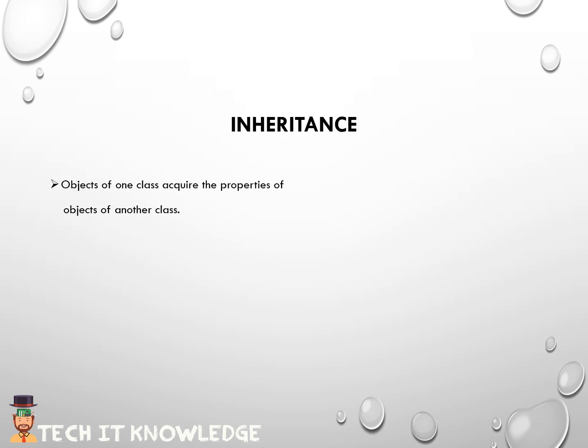So the next concept is inheritance. In real life, we know something acquired by the parents one day can be given to the child. So a similar concept is used in C++. The objects of one class acquire the properties of objects of another class. And inheritance provides the concept of reusability. One thing can be used multiple times.